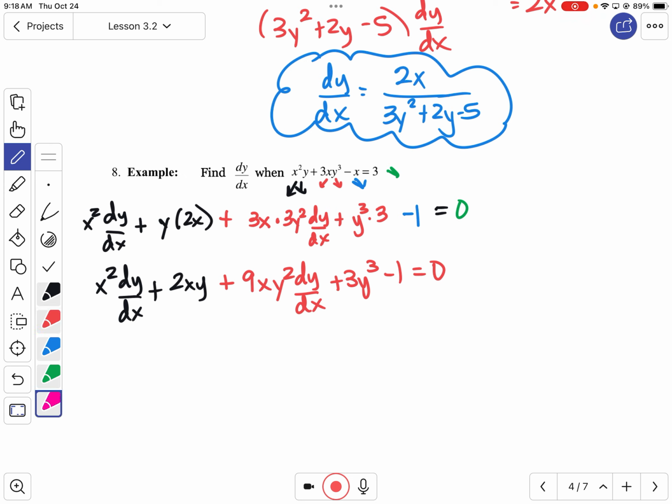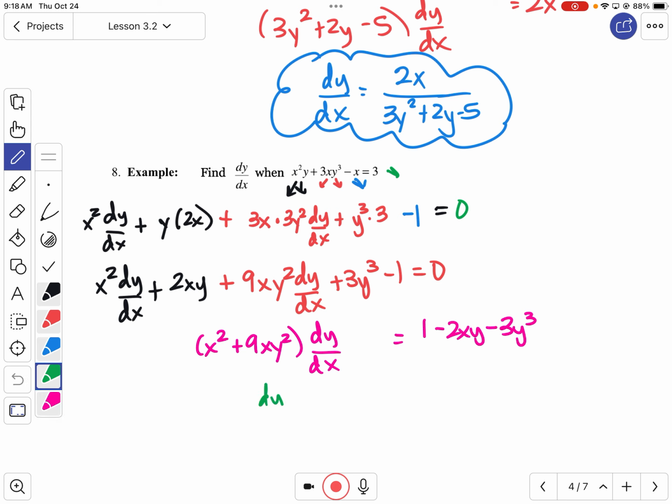So to the other side, I'm going to have a 1 minus a 2xy minus a 3y cubed. I moved all of those, and everything changed signs. On the other side, I'm going to have an x squared plus a 9xy squared, both multiplied by dy dx. And finally, my derivative is this nice, nasty 1 minus 2xy minus 3y cubed over x squared plus 9xy squared. Now, I know y'all don't want to hear this, but we're going to learn how to do second derivatives of implicitly defined functions, and they are righteous.